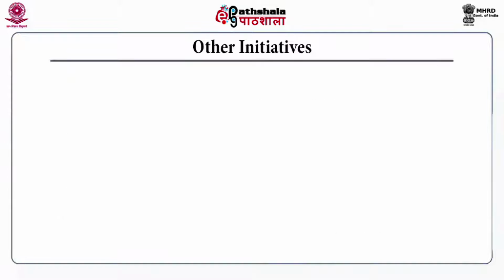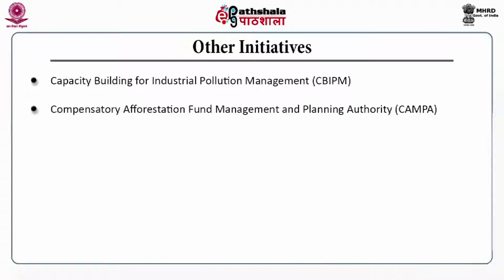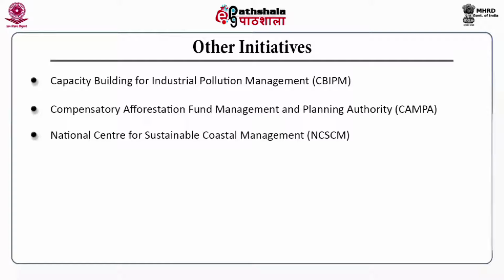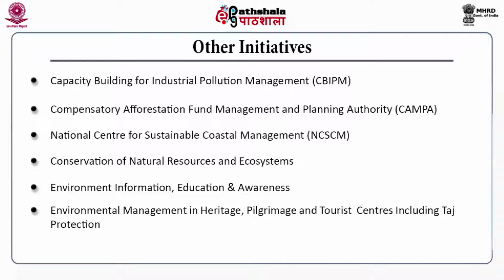Other initiatives that were taken by the government include capacity building for industrial pollution management, compensatory afforestation fund management and planning authority, CAMPA. The full form of CAMPA is very, very important. Then comes NCSCM, National Center for Sustainable Coastal Management. Then conservation of natural resources and ecosystems, environment information, education awareness, environmental management in heritage, pilgrimage and tourist centers, including the protection of Taj, social forestry with communities, that is Panchayat Ban Yojana.